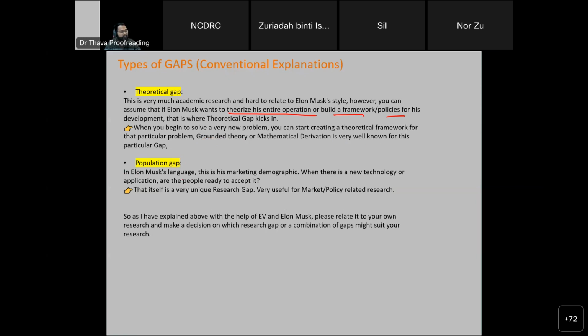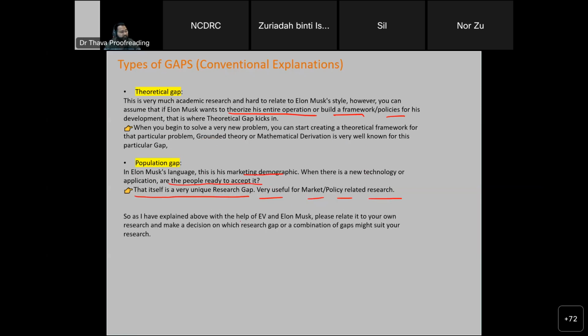Population gap, this is something else. In Elon Musk's language, this is his marketing demographic. When there is a new technology or application, are the people ready to accept it? That itself is a very unique research gap, very useful for market policy related research, especially in qualitative area.